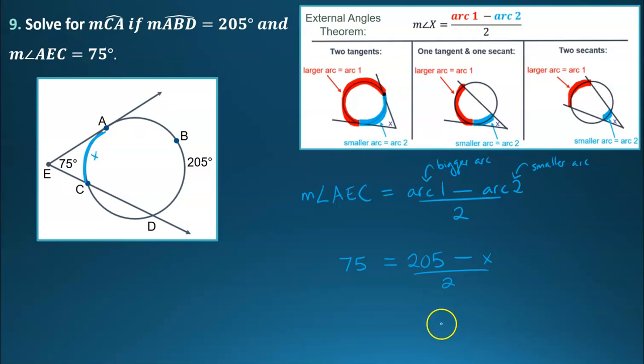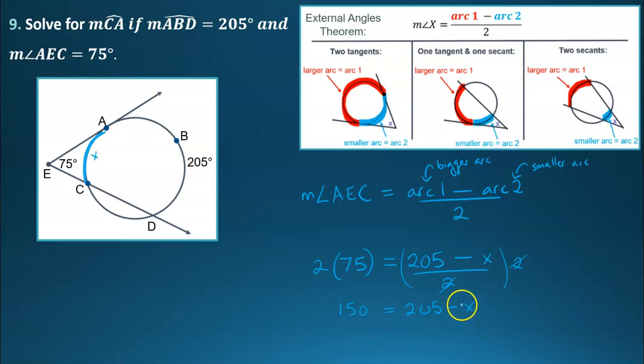So how to solve this? The first thing I'm going to do is I want to get rid of that 2, right? Nobody likes fractions. We can all admit that. So let's just multiply by 2 to cancel that out. Multiply by 2 over here. So now I've got 150 equals 205 minus X. What you could do is you could just think, well, 205 minus what number is 150? And you'll get 55. You might just think of it kind of trial and error that way.